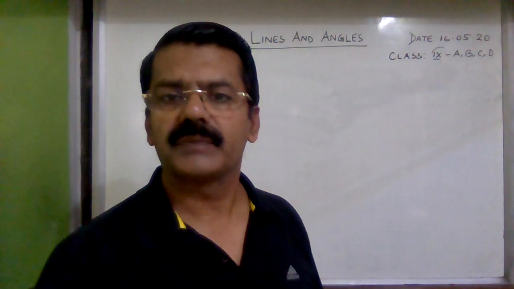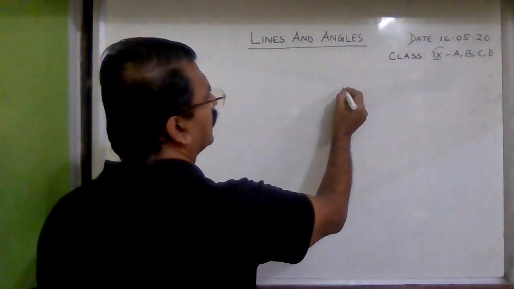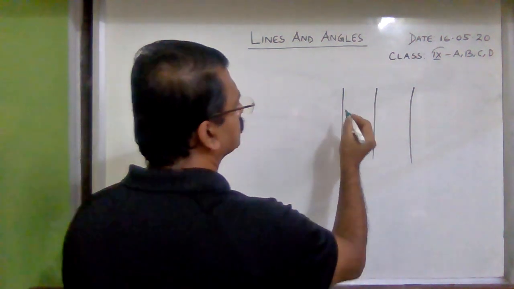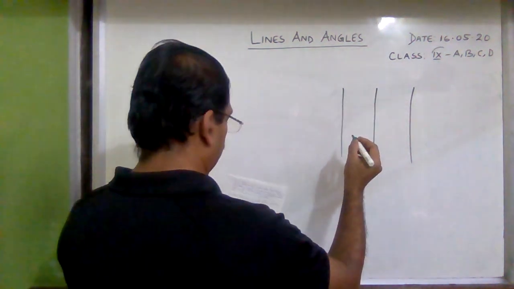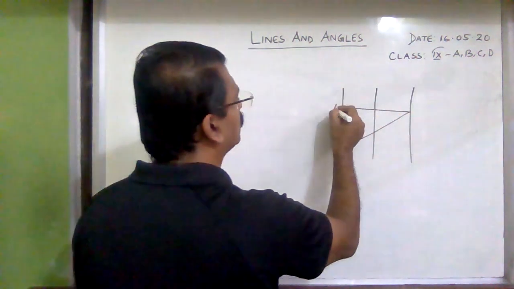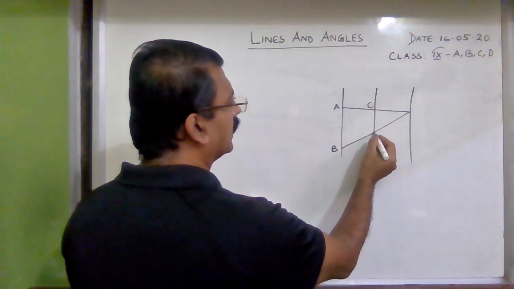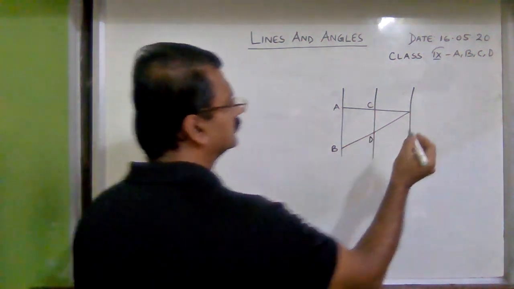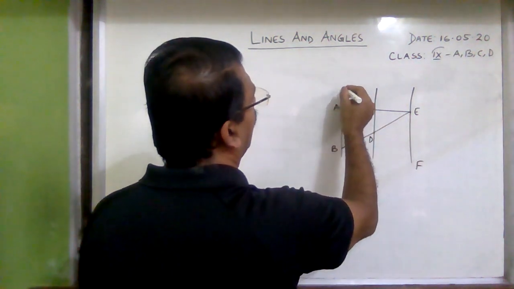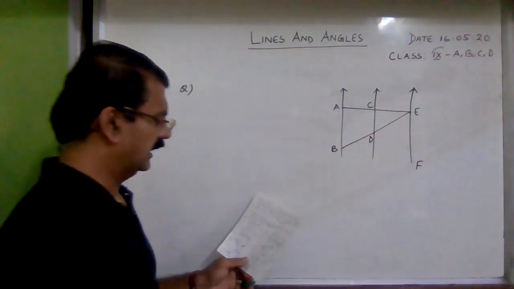So today's first example: there are three lines and there is a transversal like this. This is A, B, C, D, E, F, and these three lines, A B, C D and E F, are given parallel to each other.